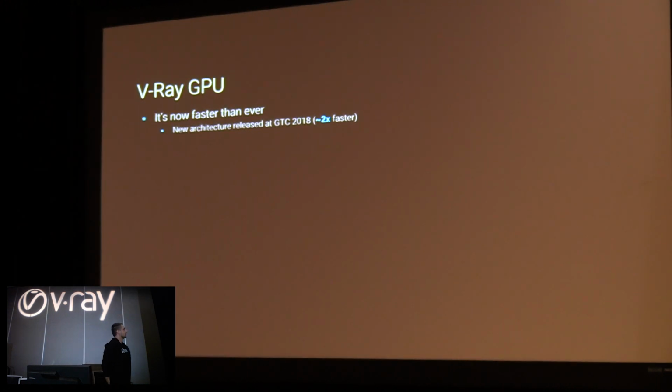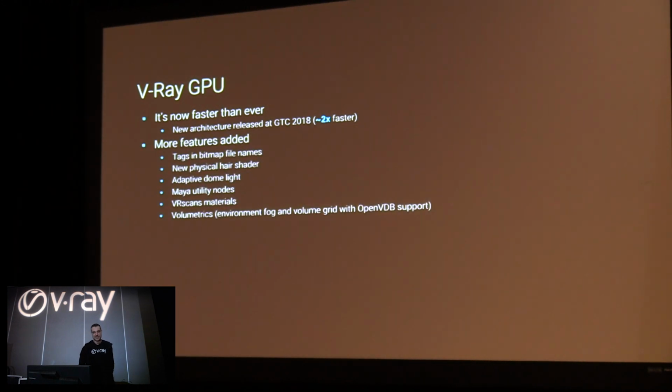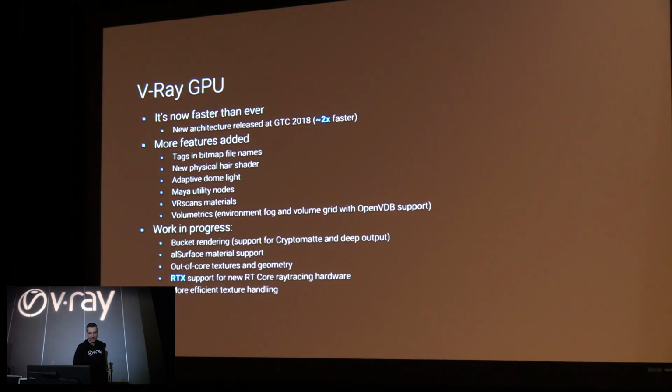Moving on to other ways to accelerate rendering beyond the cloud, V-Ray GPU is now faster than ever. We rewrote the whole architecture this year. At GTC, we released the first results, and V-Ray GPU is basically twice as fast compared to what we had in V-Ray 3.6. It also supports new features like the new physical hair material. It also supports volumetric rendering, specifically OpenVDB grids and the environment fog. It supports tags in bitmap file names, and the new Maya lookdev utility nodes, and many other things.